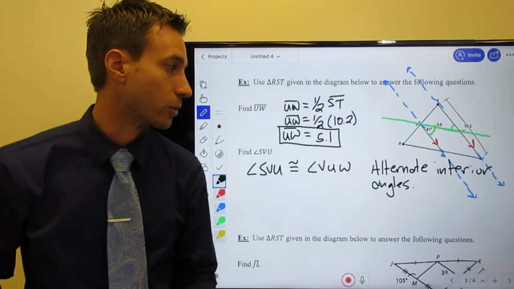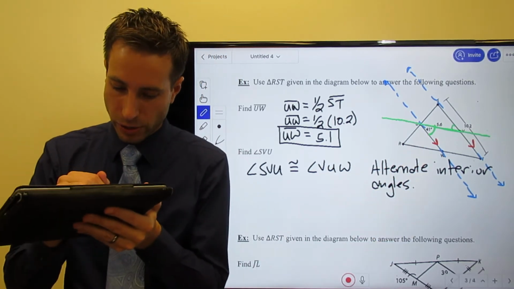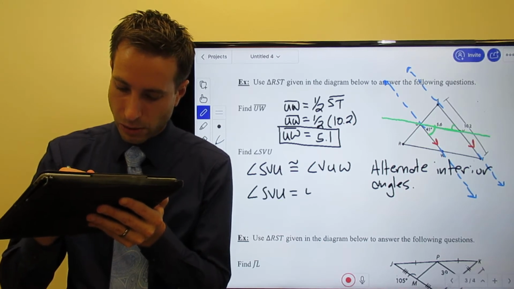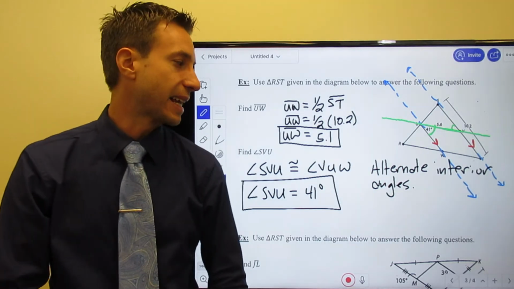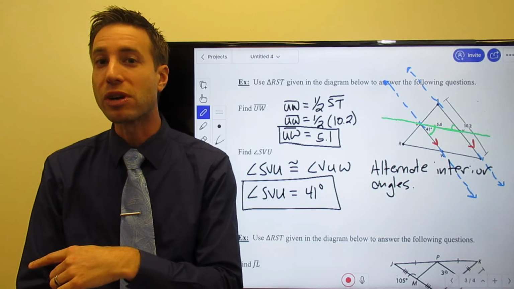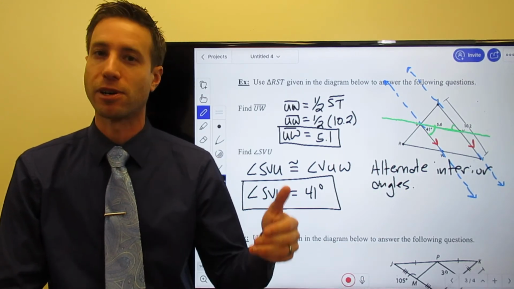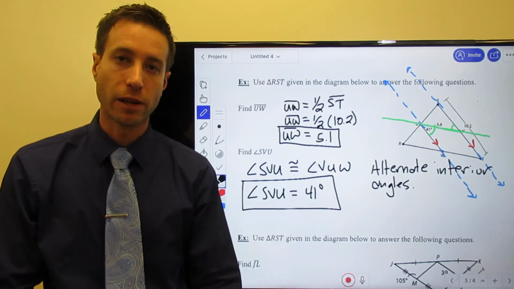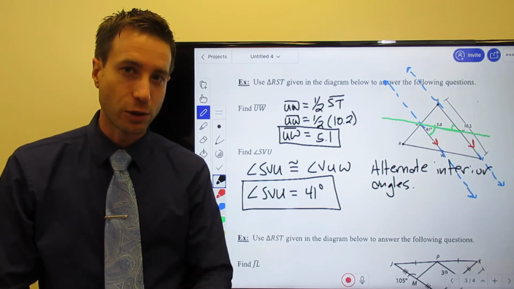Alternate interior angles. So, what is angle VUW? Well, it's 41 degrees. So that means angle SVU is also 41 degrees. I really like this problem a lot because once again, it's another example of previous information showing up in a later chapter to help you solve another problem. So that's great, alternate interior angles. Don't forget those angle relationships.